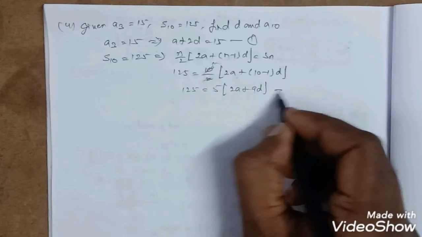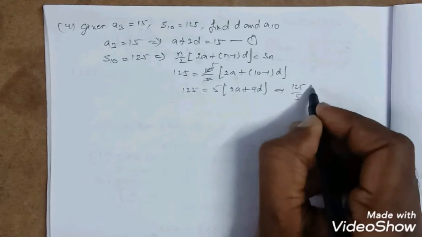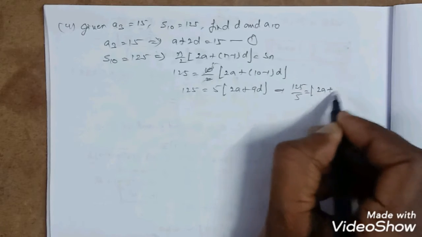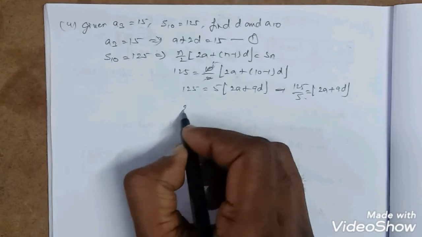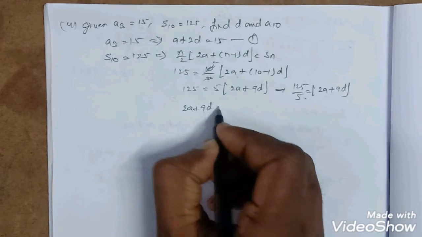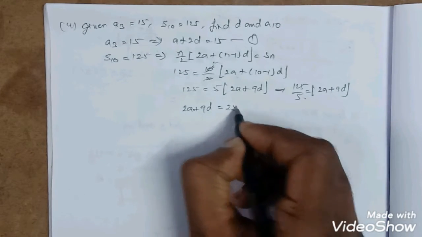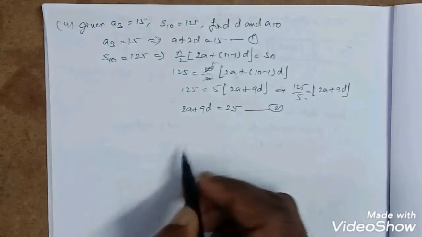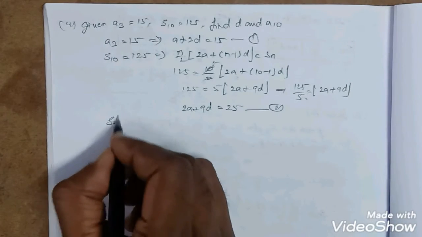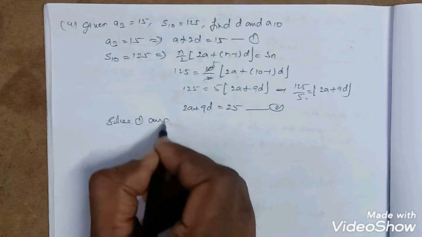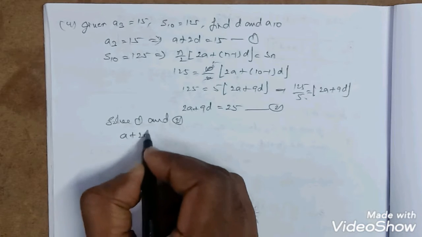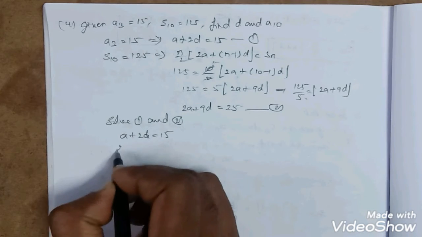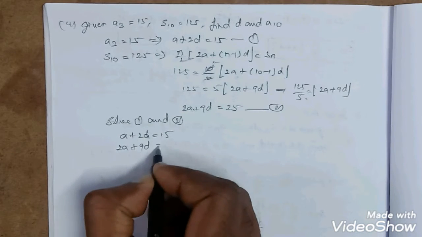Divide by 5, so you will get 125 by 5 is equal to 2a plus 9d, right? If I cancel this with the 5 table, you will get 2a plus 9d is equal to 25. Now this will be the second equation. Now solve these two, solve 1 and 2. The first equation is a plus 2d is equal to 15, and here 2a plus 9d is equal to 25.